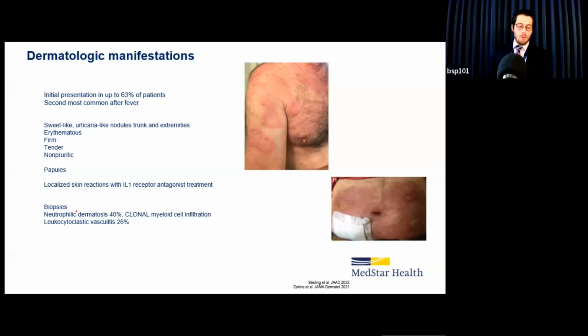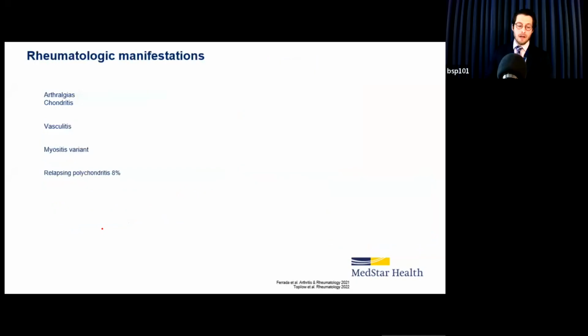And then some work that has been done from a pathologic standpoint. Some biopsies of these lesions have shown, again, neutrophilic dermatosis in 40% of the patients. And these myeloid cells that are infiltrating the skin are clonal, so they carry the somatic mutation. And there are also a lot of patients that have been diagnosed with leukocytoclastic vasculitis.